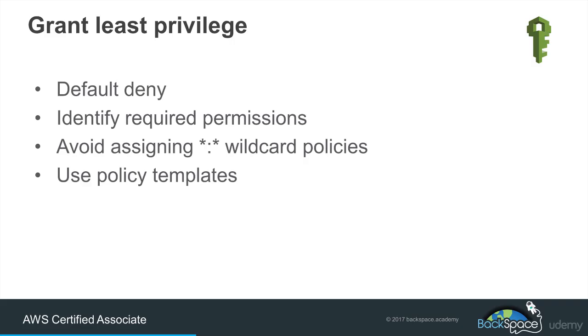Granting least privilege. What that means is that when we're writing our policies for access, we make sure that we start with a default deny, and then build it up from there. So make sure that there are no privileges to start with, and then we build up. We first of all identify those required permissions, and we build up our policy from that. We don't work the other way around.